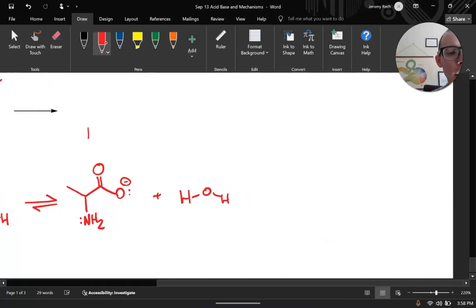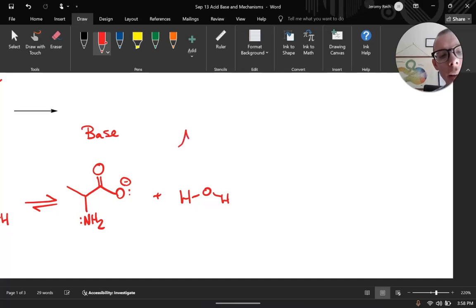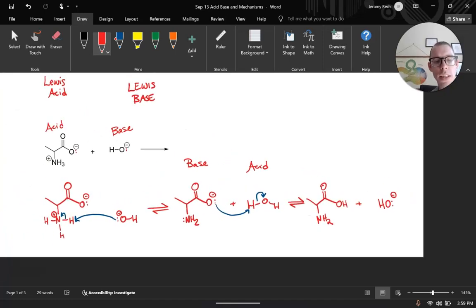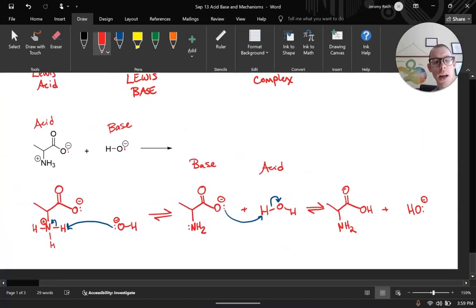Where I can actually see this act as my base and this act as my acid, where I can see my base come abstract a proton, kicking out my lone pair to that OH, giving me a protonated version of my carboxylic acid, NH2, and my OH minus. And this is also in equilibrium. And all of these can exist together.